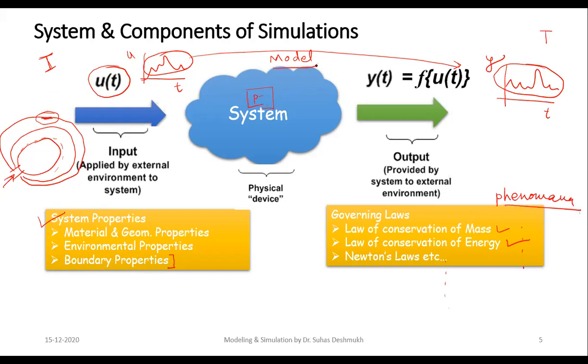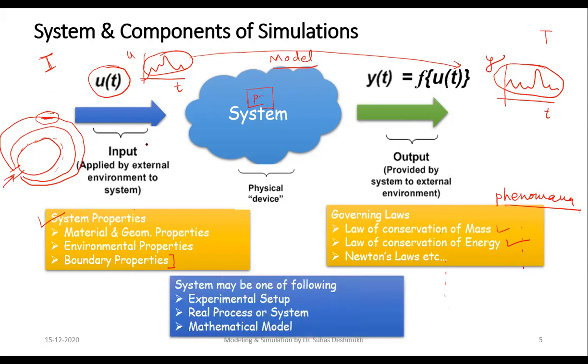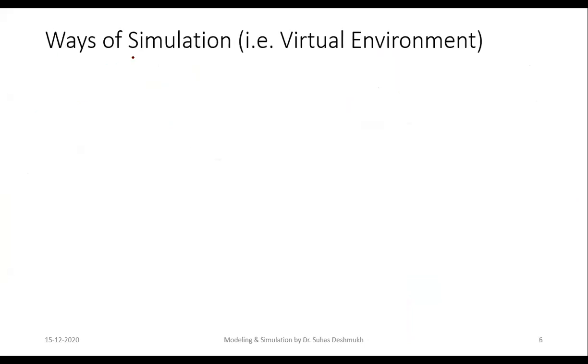And that way you are going to use this phenomenon and system properties, and finally you may have any of these: that is, the system may be your experimental setup, maybe a real process or real system, or maybe any mathematical equations which relate this output with this input, and that is what a mathematical model is. And this mathematical model needs to be simulated, meaning I want to know, if I give some kind of input to the system, what will be the output?